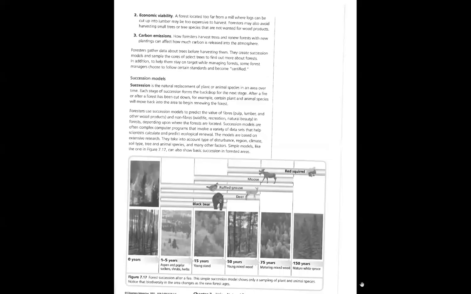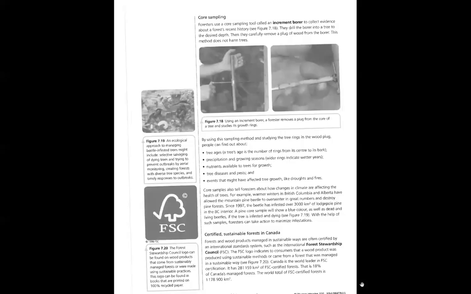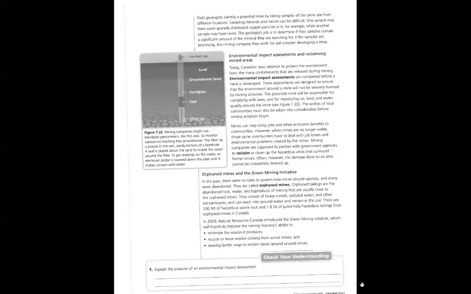We looked at succession models. Should know something about a succession model. Should know about a core sample, what it can show you. Okay. We looked at minerals and some of the negative effects of mining and what it's done to some communities. Environmental impact assessments before doing a mine, some of the things that would be included in that, some things you need to take into account.